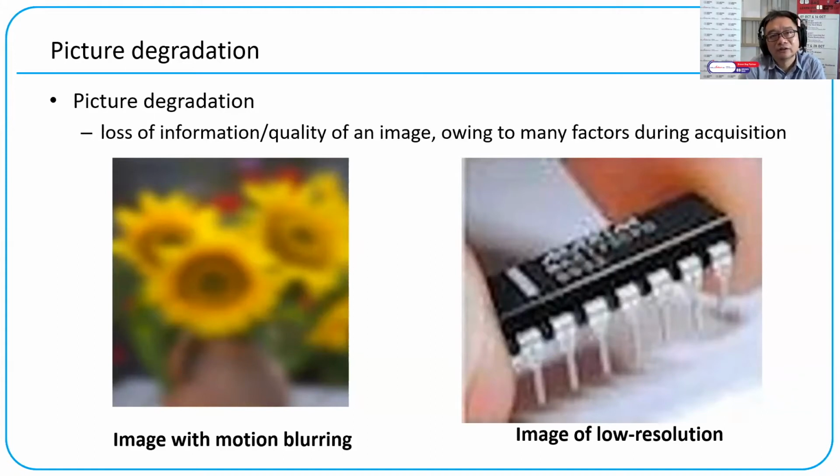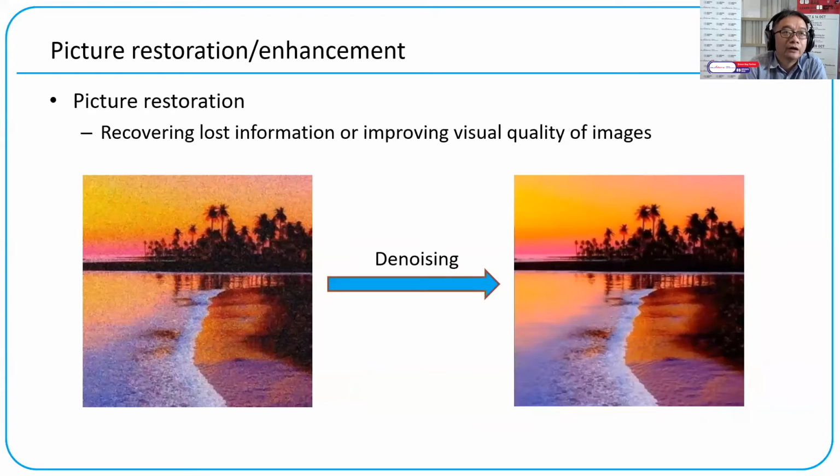Another one is called low resolution. That is, if you're taking pictures of something very tiny, your camera cannot provide sufficient resolution so that you can see all the details. Okay, so today I'm talking about picture restoration and enhancement. That is, suppose you have a picture which is not so great and did not meet your expectation. How can you get a better one from what you have?